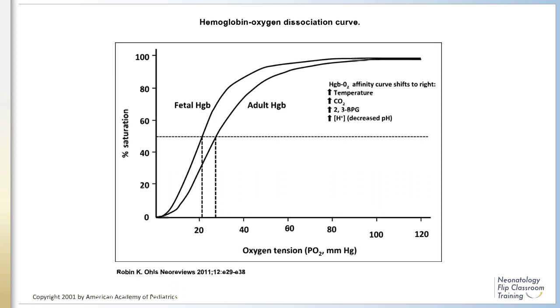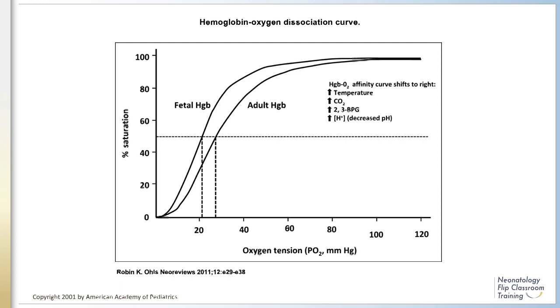2,3-DPG binds in a cavity between the beta chains and stabilizes the deoxy form of hemoglobin, thus decreasing oxygen affinity. This shifts the oxygen dissociation curve to the right and allows hemoglobin to release oxygen efficiently at the partial pressures found in the tissues. The dissociation curve for fetal hemoglobin is shifted to the left compared with adult hemoglobin at any PaO2 less than 100 millimeters of mercury, meaning that fetal hemoglobin binds more oxygen.